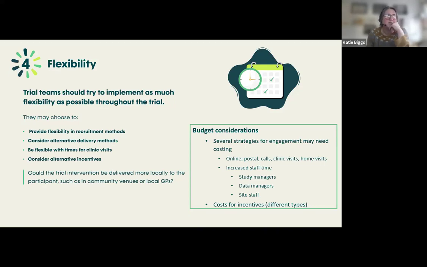And again, the budget considerations. If you're introducing different methods, then you also need to consider not just the cost of that specific method, but the impact on the study manager and the data managers and the site staff for delivering those different measures, making phone calls, sending emails.